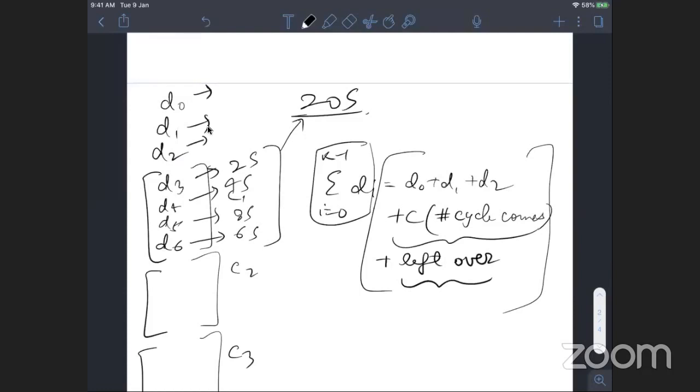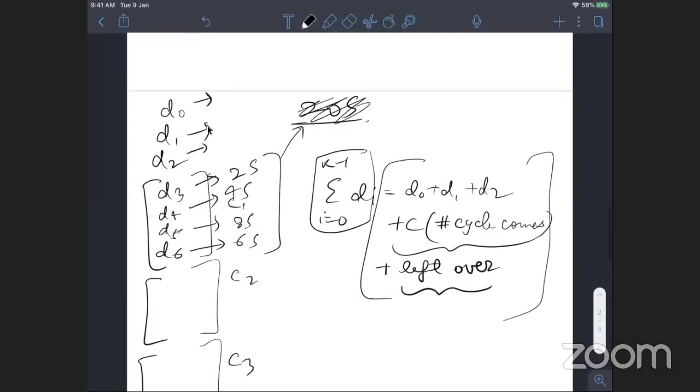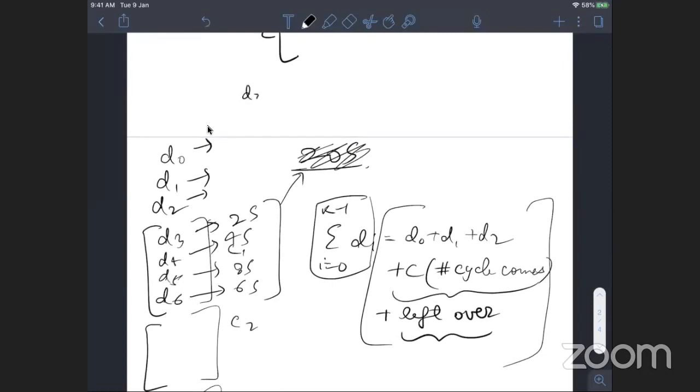Cool. And okay, when I said 20s here, I was actually slightly incorrect because D3 is equal to 2s mod 10. D4 is equal to 4s mod 10. D5 is equal to 8s mod 10. D6 is equal to 6s mod 10.